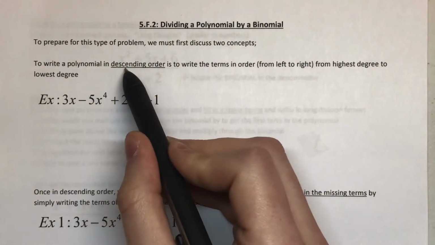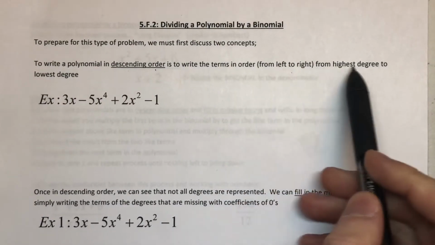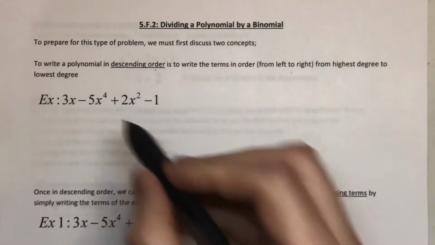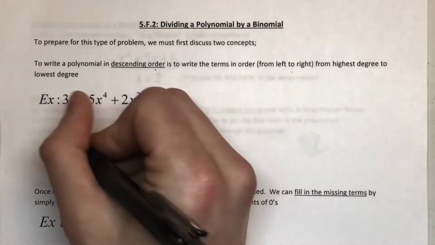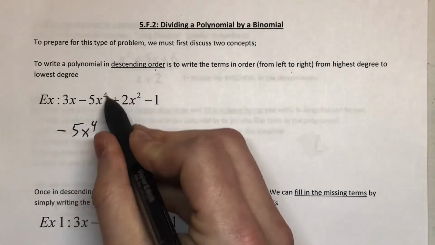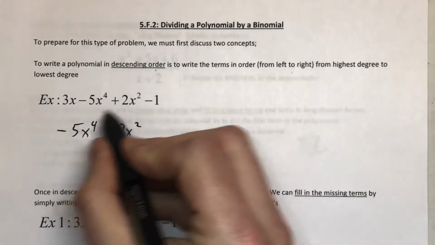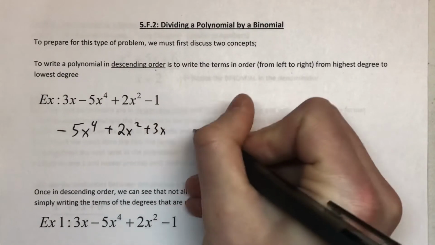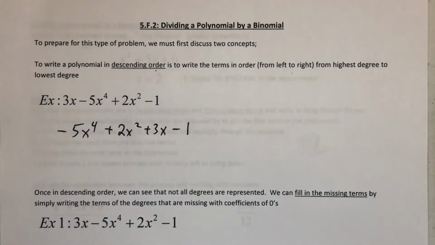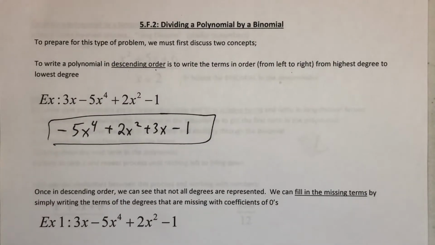That is putting a polynomial in what's called descending order. That's just writing the terms in order from left to right, from highest degree to lowest degree. So the exponents: x to the fourth here in this polynomial is the largest exponent, so I'll write that term first, the negative 5x to the fourth. Then the next highest I see is an x squared, so plus 2x squared. Then the 3x, and we say constants have a degree of 0, so they'll always go last. That's it. Just talking about order, but that's going to be important.